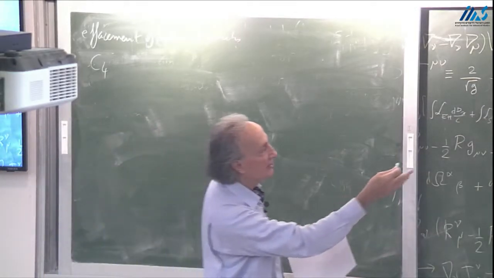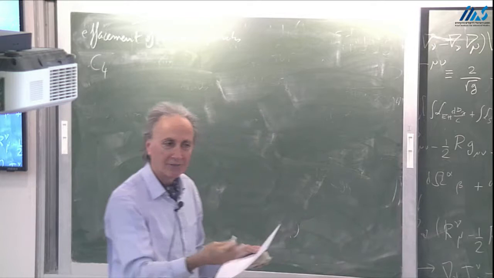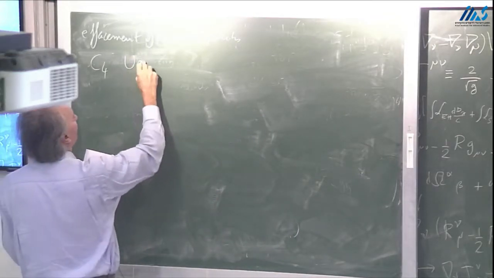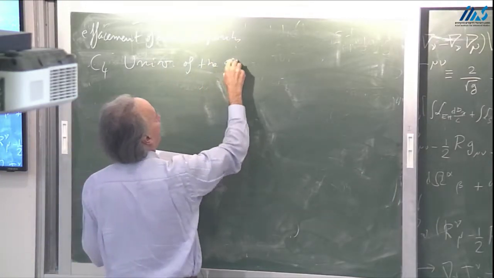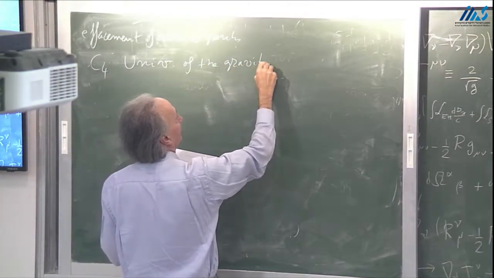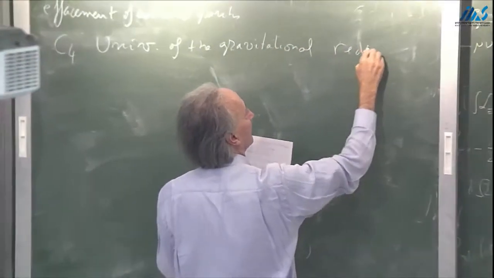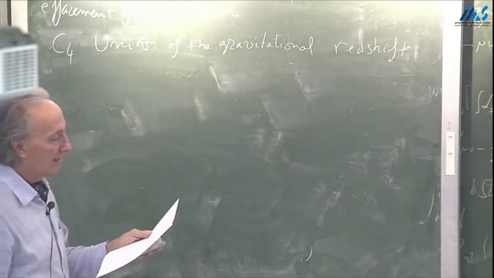We have already said that there were already three immediate consequences of this minimal coupling. There is also a fourth consequence, which is the universality of the gravitational redshift. So I have to explain a little bit why, which is also something Einstein found early on. And the idea is the following.